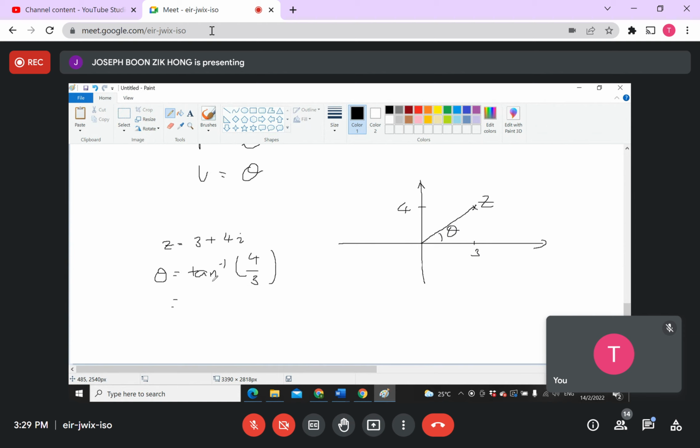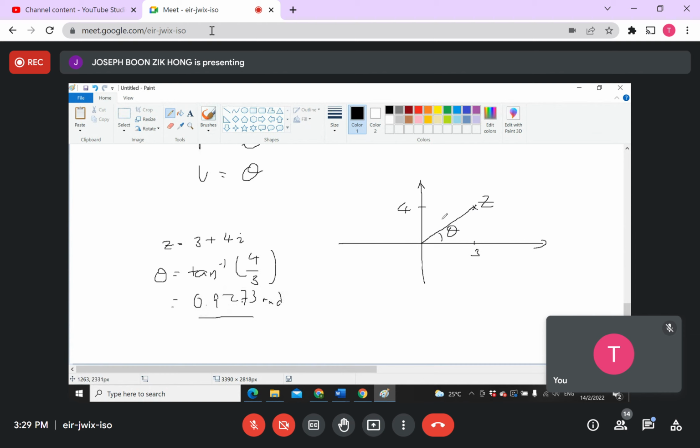Okay, so we try to calculate shift tangent 4 over 3. So I get 0.9273, let's say. Okay, this one is radian. So this value is not the only answer for my theta.